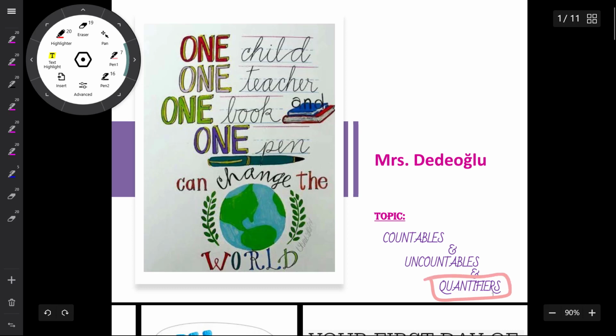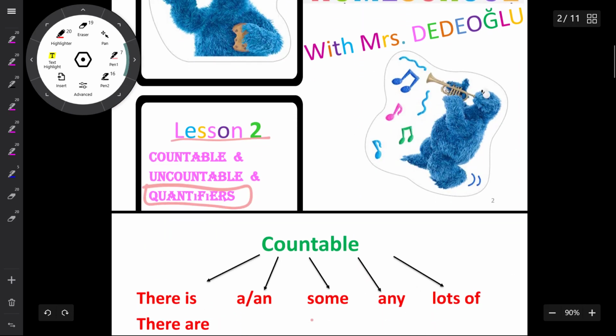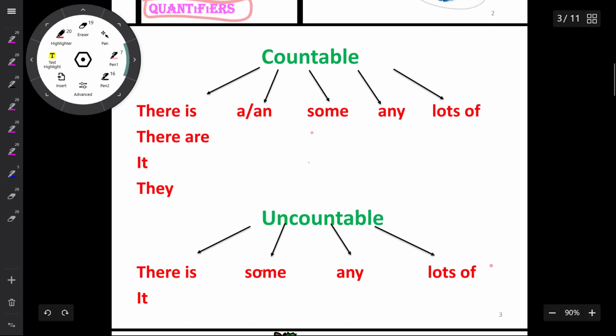Today we are talking about quantifiers in the second lesson because we learned countables and uncountables. This is our second lesson and the topic is quantifiers. Let's look at countable and uncountable nouns in the sentence. When we use countable and uncountable nouns, what can we see in the sentence? Okay, it is the best way to remember.